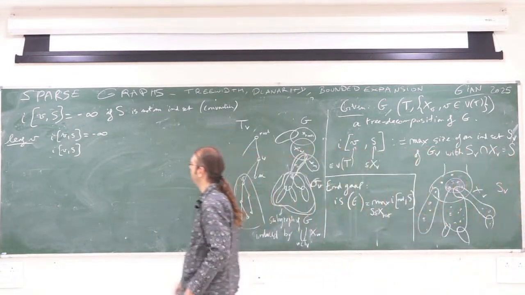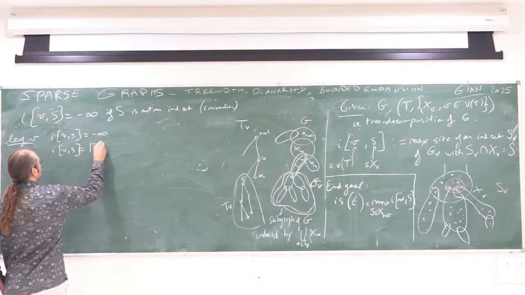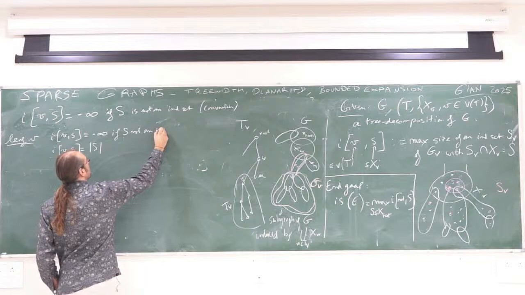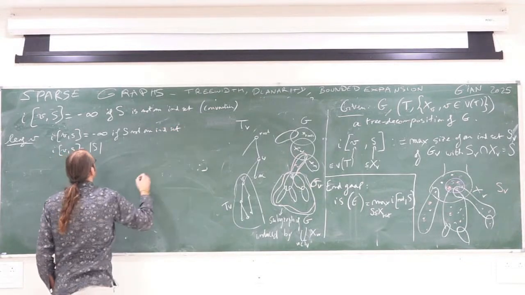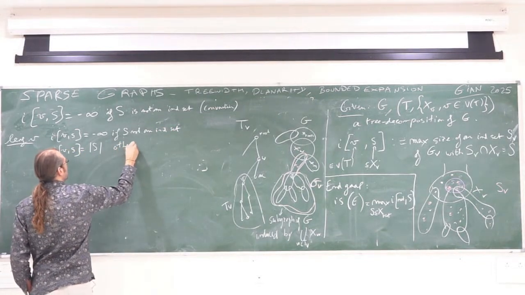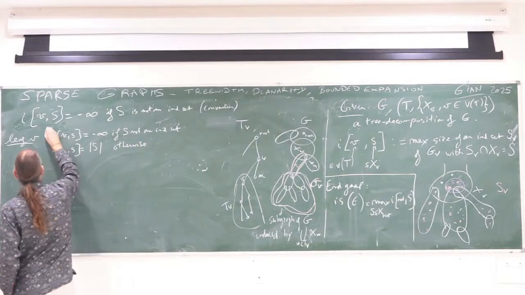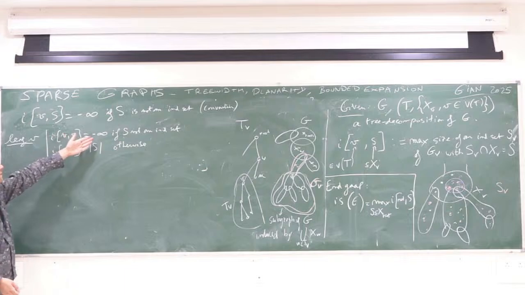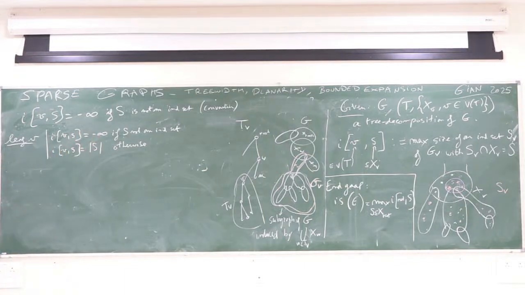So for a leaf, these are trivial. I just have to check whether it is an independent set or not. I have no choice; my whole GV is the bag. So either it is not an independent set, then I say minus infinity, otherwise it is the size of S.